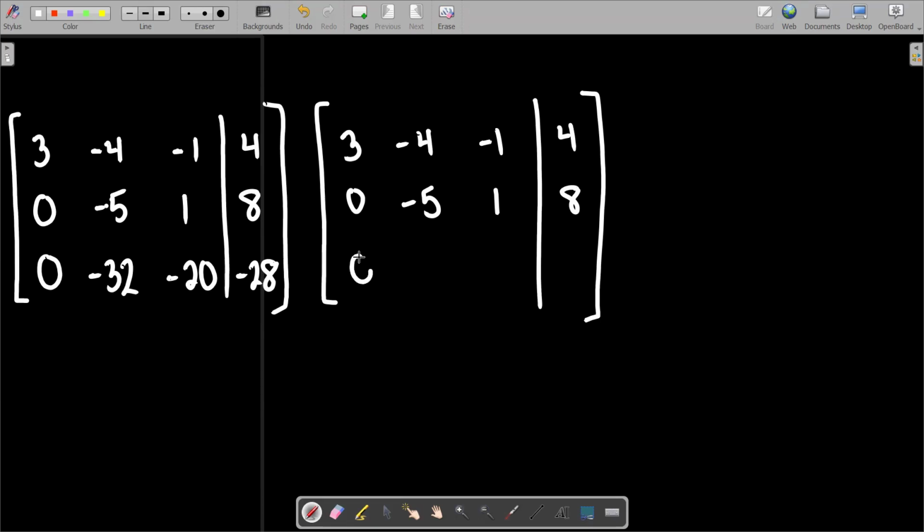The 0 is not going to change. What's negative 32 going to become? Positive 8. What's negative 20 going to become? Positive 5. And what's negative 28 going to become? Positive 7. And I would arm wrestle or fist fight anyone who wants to debate this. That is worth the time.